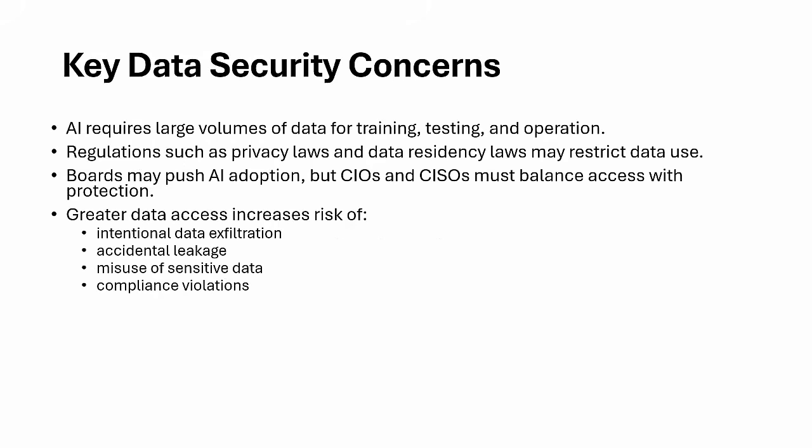So the question is now, what should be the decision? AI requires large volumes of data for training, testing, and operation. Now let's take an example. You are introducing an AI system in India. You cannot export data from other countries; you have to use India data only. Let's say that's the example. So we have to look at regulations such as privacy law and data residency law. What is data residency?